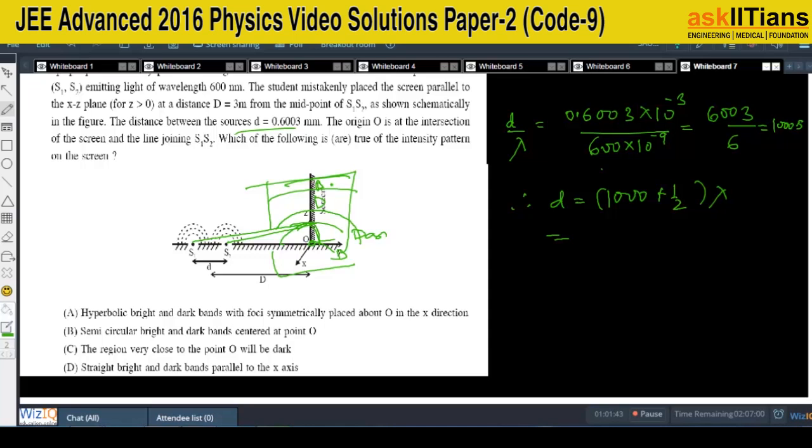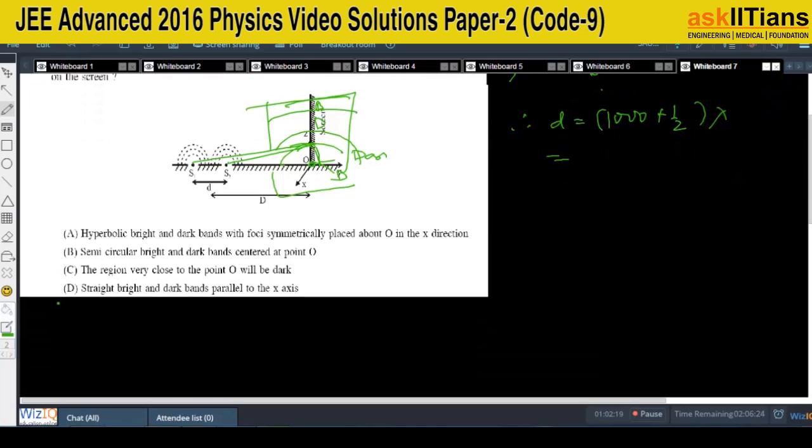So in this question, what do we have to observe? We are given the separation between the slits and the screen and the separation between the two slits, and on the basis of these two quantities and the wavelength, we calculate the fringe pattern. The ratio d by lambda is approximately 1000. So semicircular bright and dark bands will appear, centered at point O, and the region very close to point O will be dark. Hence two options are correct, option B and option C. These are the two correct choices in this question.